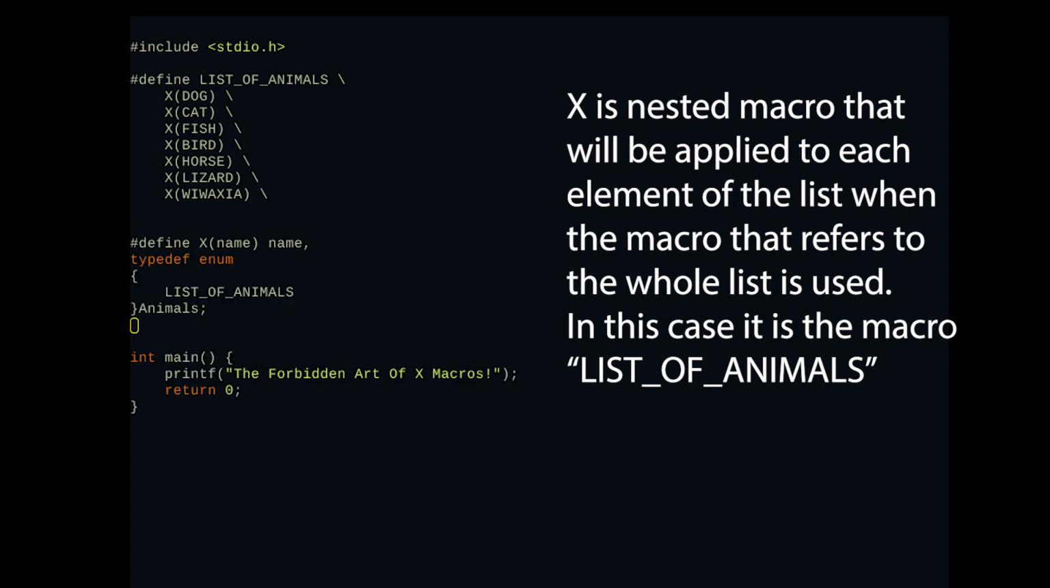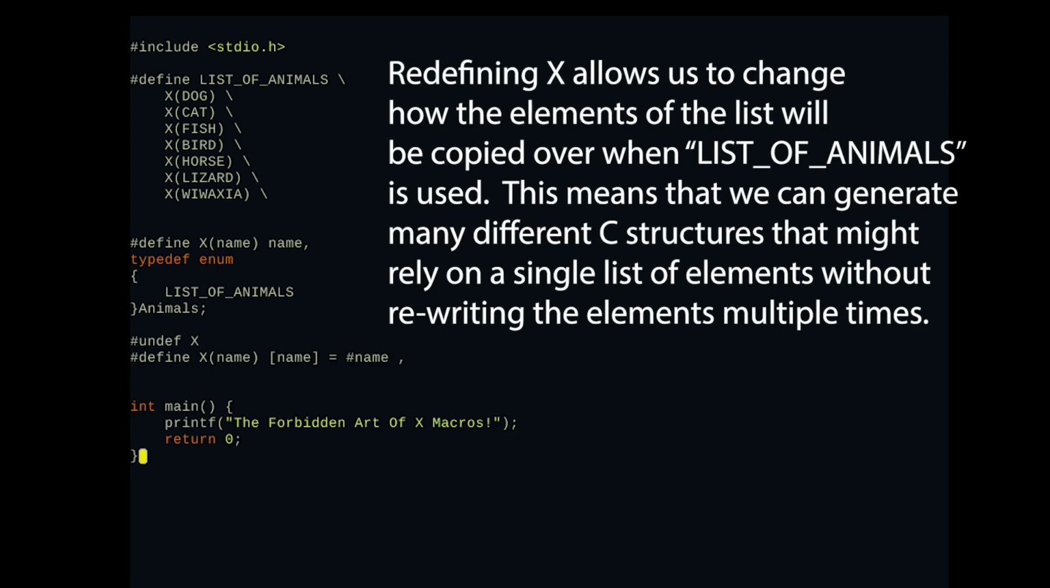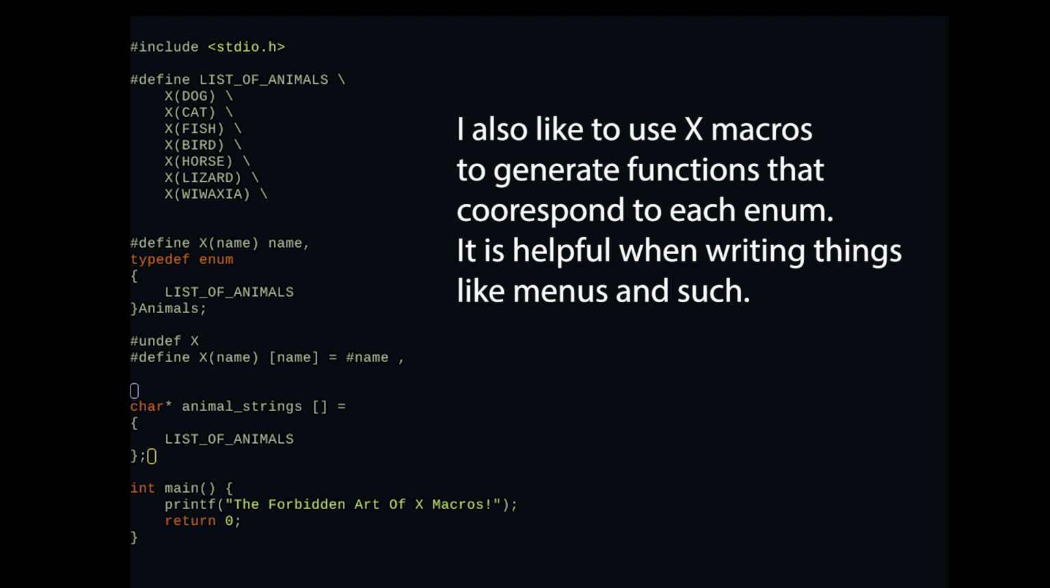We can now create our array of corresponding strings. To do this, we will need to undefine X and then redefine X so that it will generate the inside of the array. Once X has been redefined, we can write our string array like this. This method is very useful because it allows us to quickly add new elements to our list. These new elements will then be added to both our enum and string array.